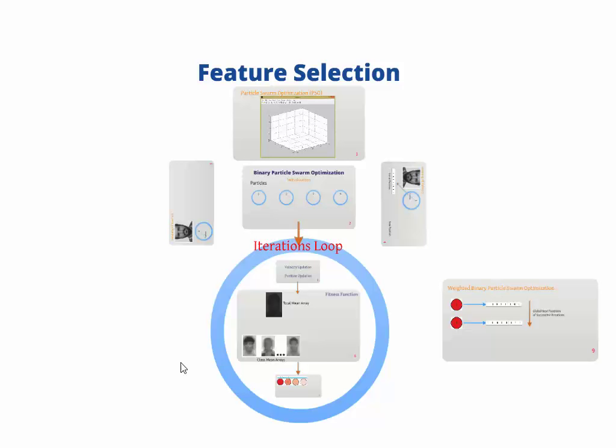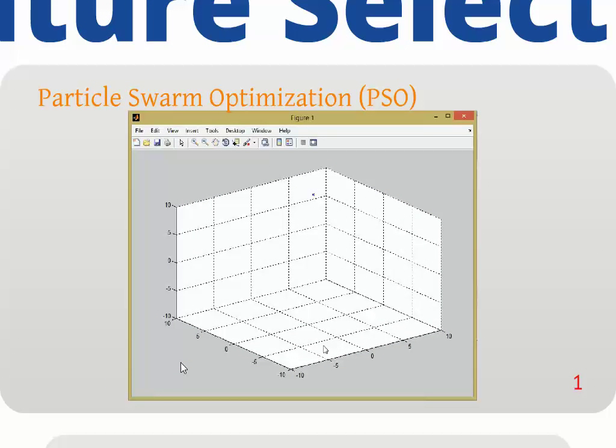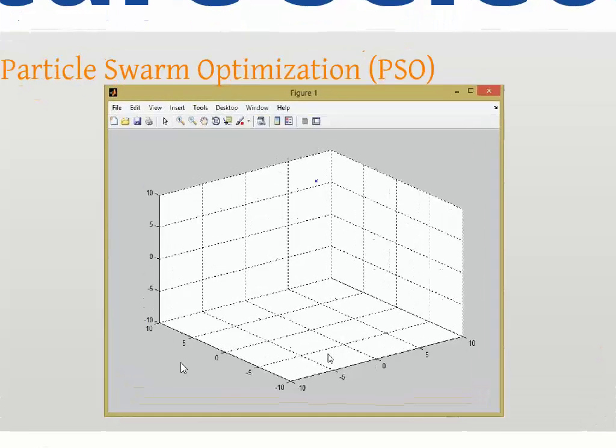The goal of the feature selection stage is to obtain a feature vector which can represent the entire database in a unique manner. Particle swarm optimization, formulated by Kennedy and Eberhart based on swarm behavior of bees and bats, is one of the ways to achieve this. Here, the video presents a simulation of the PSO algorithm.